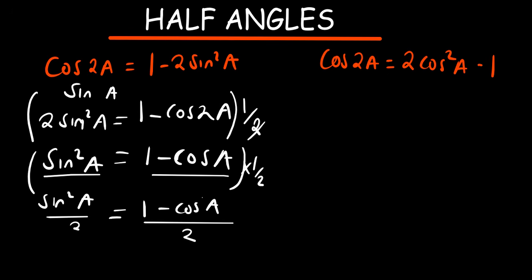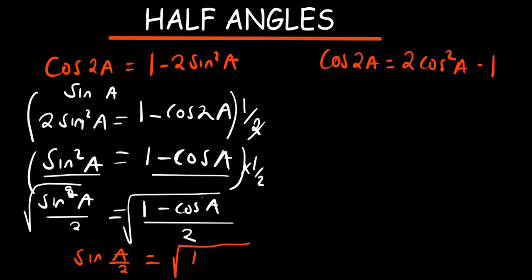Now, to remove the square, I'm going to take the square root on both sides. When I do that, I have sine of a over 2 equals the square root of 1 minus cos a over 2. So that is the half angle formula for sine.